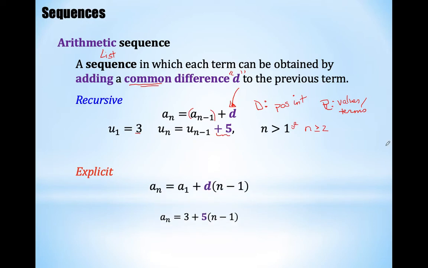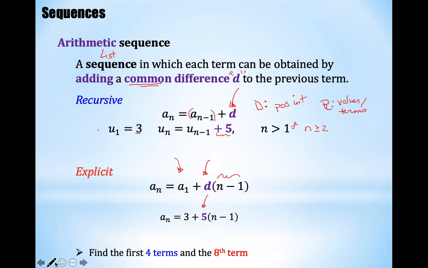Explicit, here's my explicit rule. My explicit rule is where did you start plus your common difference times the previous subscript, not the previous term. So look at what this looks like here for my same rule up here. My first term, and again, you can use a's, whatever. My first term is a 3. My common difference was a 5. And this is the subscript before it. That's an explicit definition.